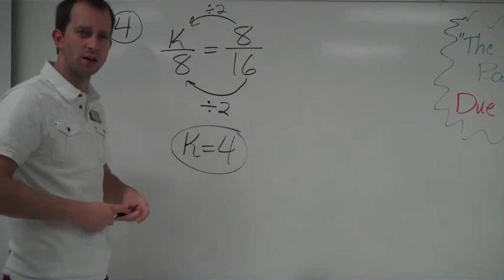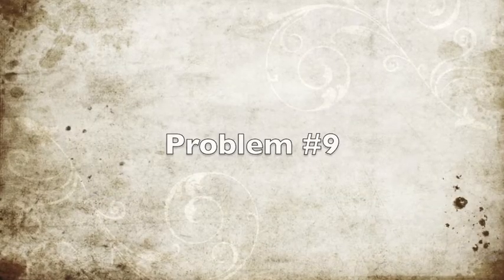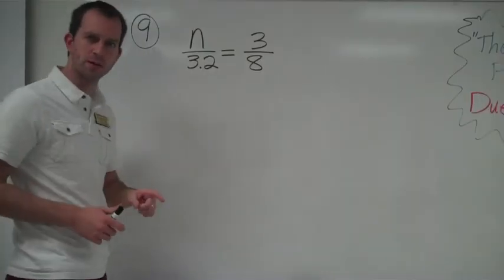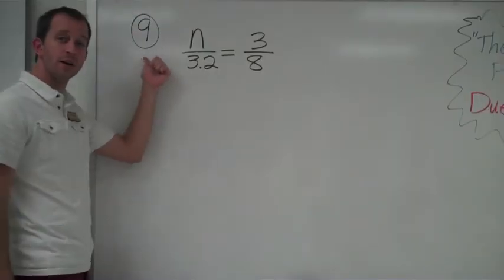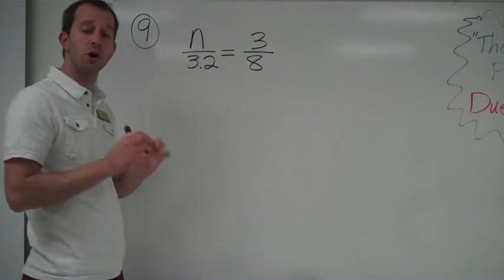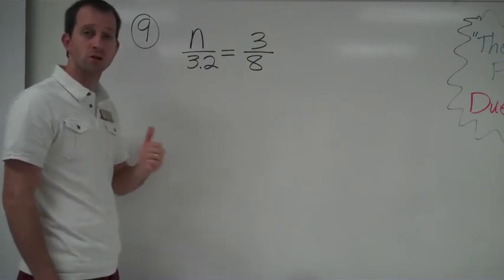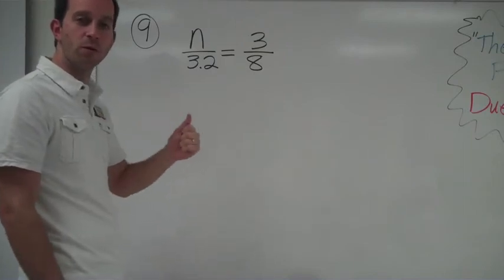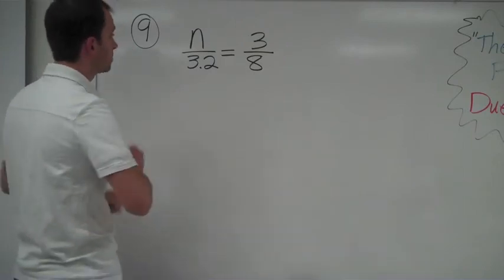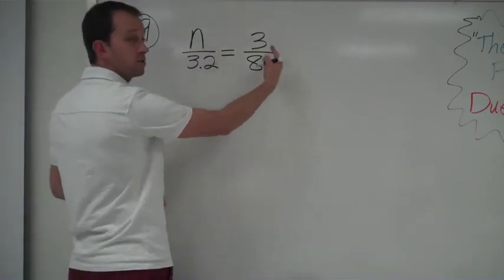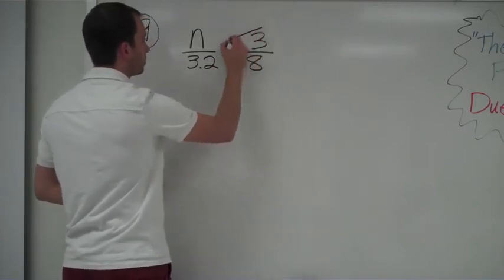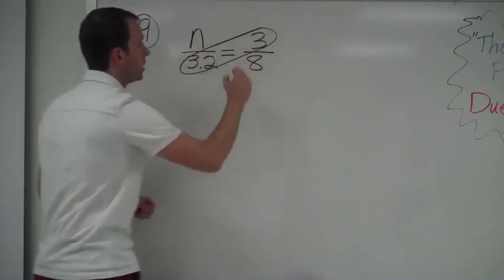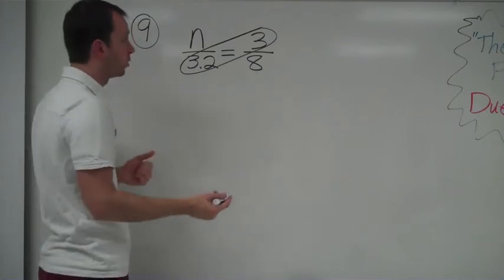Now let's try one by cross multiplying. Okay, wascally wabbits, we're going to try number 9. Problem number 9, we're going to show you solving this problem by cross multiplying. So let's say we can't use the scale factor. Instead, we want to find our cross products, which would be n times 8 and 3 times 3.2. And we're going to set our cross products equal to one another.